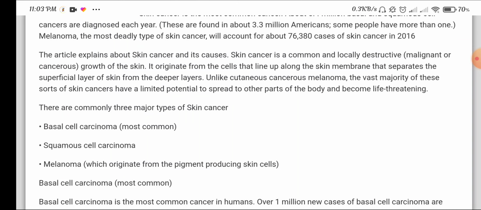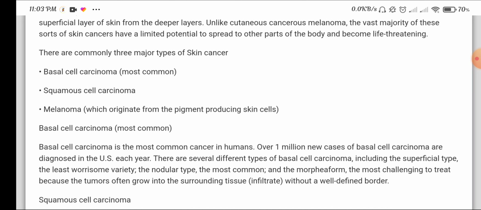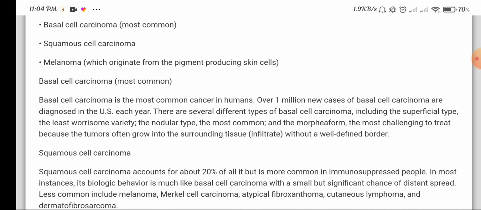There are commonly three major types of skin cancer. Number 1, basal cell carcinoma, the most common. Number 2, squamous cell carcinoma. Number 3, melanoma, which originates from the pigment producing skin cells. Basal cell carcinoma is the most common cancer in humans.